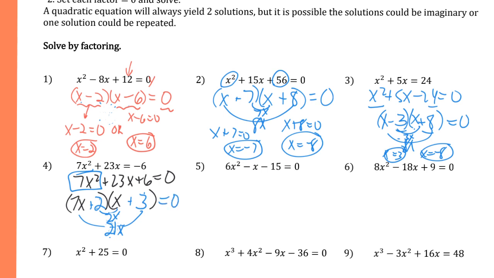Okay, set each factor equal to 0 and solve it. So 7x plus 2 equals 0. Subtract 2 from both sides, and then divide both sides by 7. You're going to get negative 2/7. I did that verbally because I don't have a lot of space. And this is going to be subtract 3 from both sides. You get x is equal to negative 3.